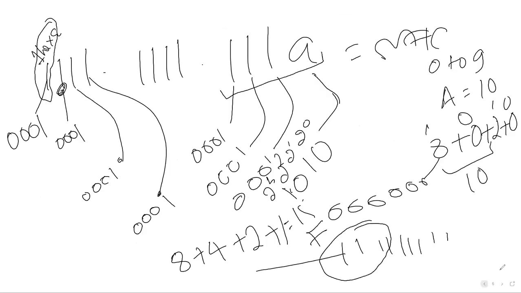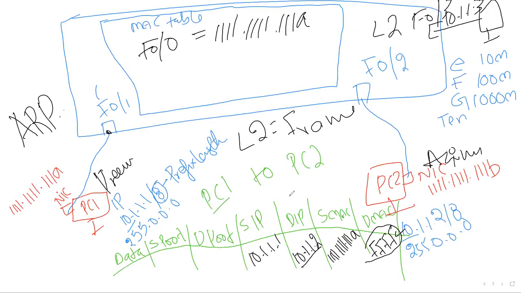If you look into the incoming frame, we can see that the frame PC2 received contains the MAC. This is the source MAC when PC1 sent to PC2. Now it's the return traffic from PC2 to PC1. So 111A is the destination MAC.